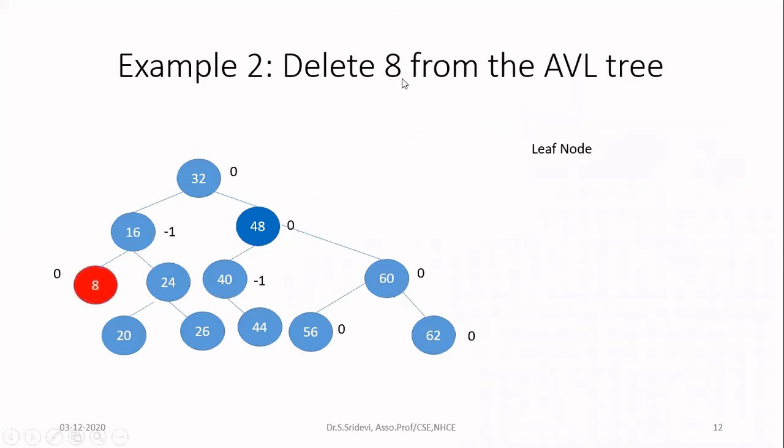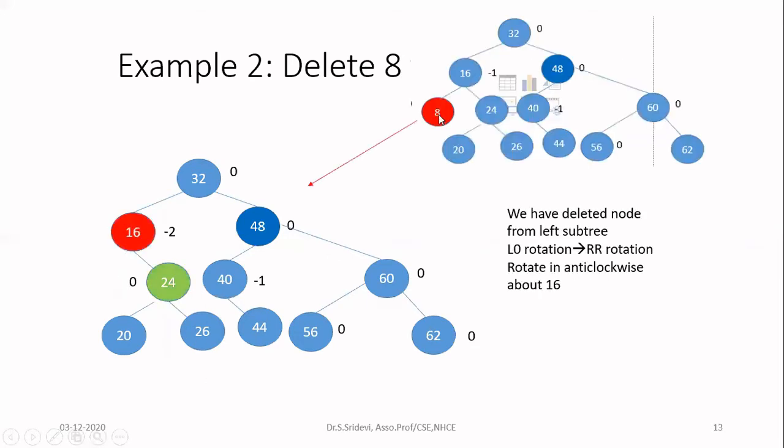Next, I need to delete 8 from the AVL tree. So now find out where 8 is available. It is available as a leaf node. So if it is a leaf node, simply delete the node and replace the corresponding link of the parent with null. So my tree is now changed like this. I deleted 8, my tree is changed like this.